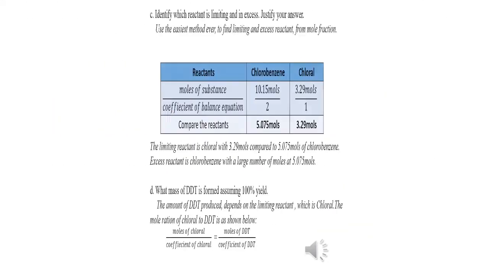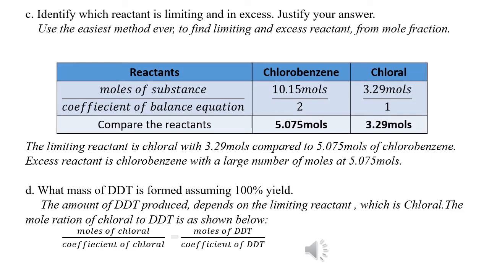Identify which reactant is limiting and in excess. Justify your answer. Use the easiest method ever to find limiting and excess reactant, from mole fraction. Draw the table as shown. Indicate the reactants in the reaction. Divide the moles by respective coefficients, coming from balanced chemical equation.